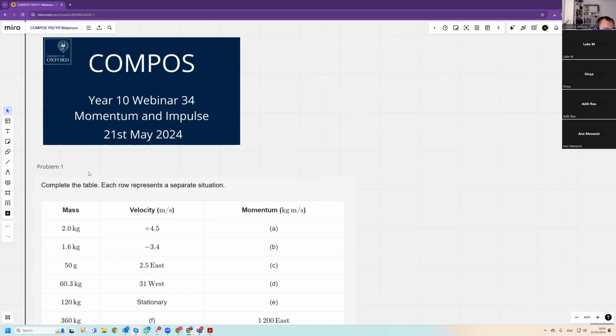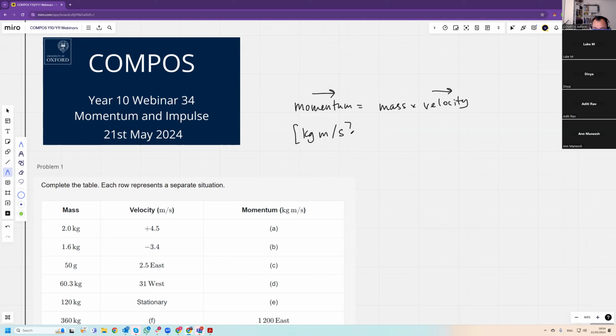Momentum is defined as mass multiplied by the velocity. Because mass is a scalar and velocity is a vector, momentum is also a vector. And you can guess that the unit of measurement is kilogram meter per second. Mass is kilograms, of course, and velocity is meters per second.